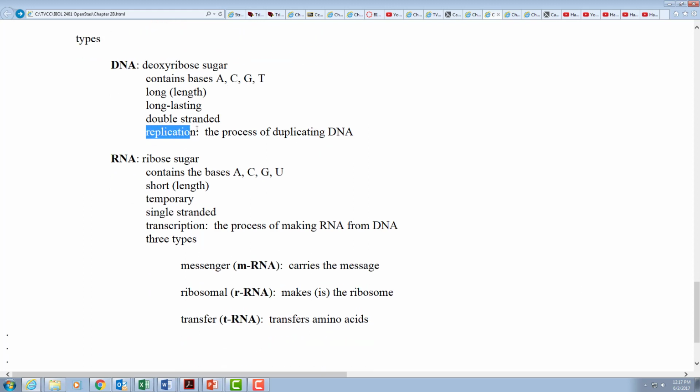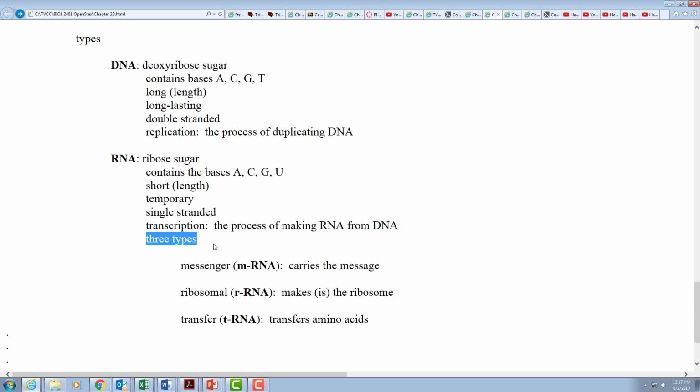The way we double or duplicate our blueprint is what we call replication, making a copy of your DNA. When you make your RNA from your DNA, that's called transcription.